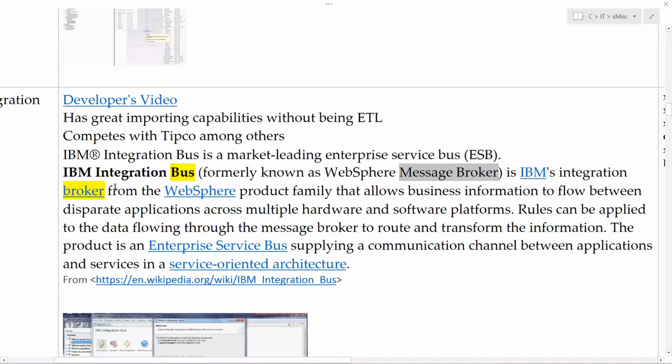Rules can be applied to the data flowing through the message broker to route and transform the information. The product is an Enterprise Service Bus, something we've also discussed, ESB, supplying a communication channel between applications. Okay, so what does that look like?